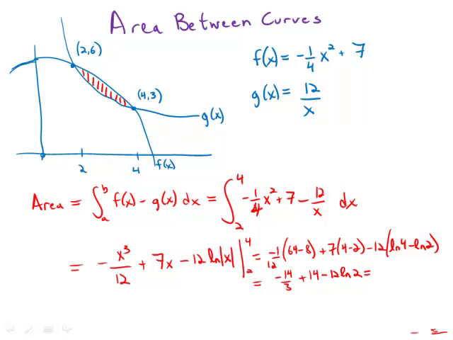And so this is an exact expression. As it turns out, the decimal approximation is approximately 1.015567. And so this is an example of how to find the area between two curves.